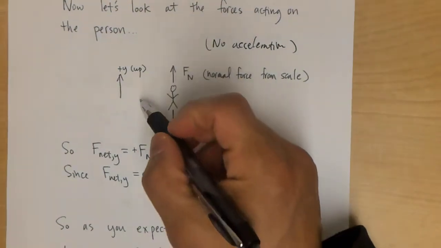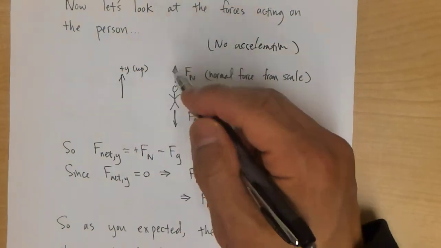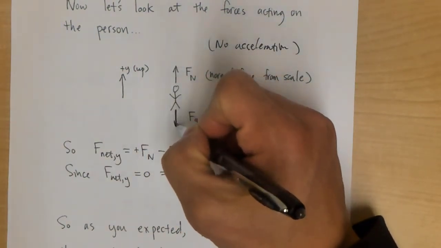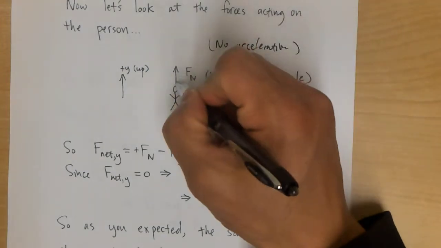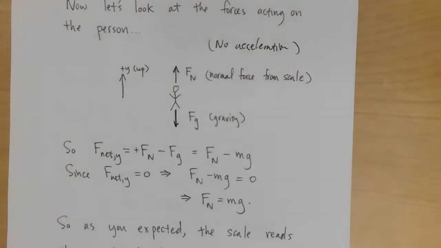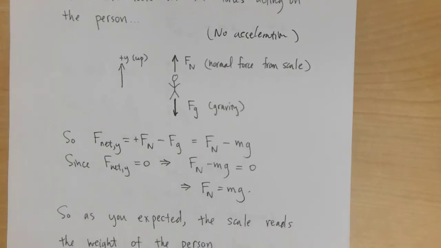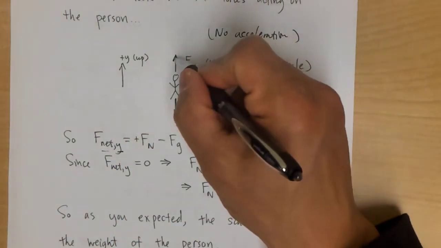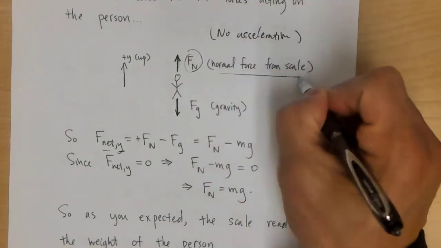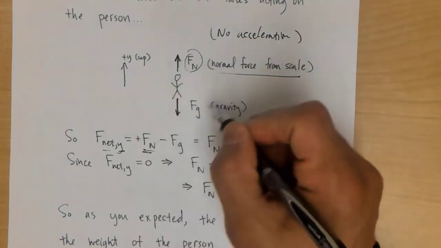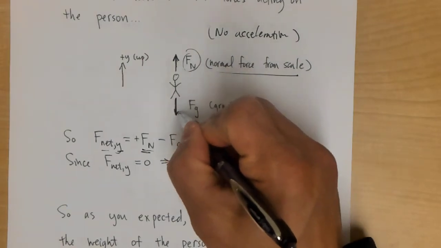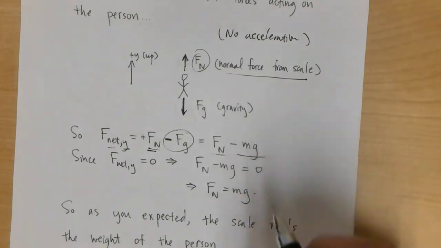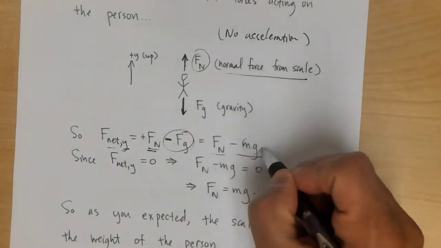So we have y, plus y, pointing up. There's no acceleration, so for this person we have gravity pointing down, Fg. We have the normal force of the scale pushing the person upwards. Now let's get the net force in the y direction. It will be Fn with a positive sign from the normal force from the scale. Fg is pointing down, so that's why we have minus Fg. So we have Fn minus mg, because Fg is m times g.